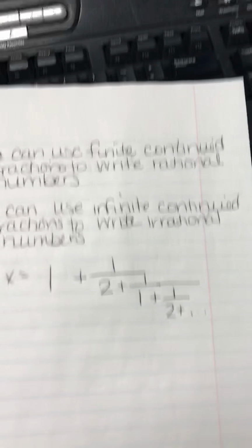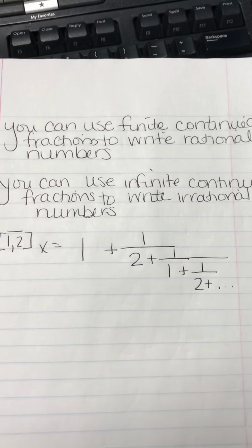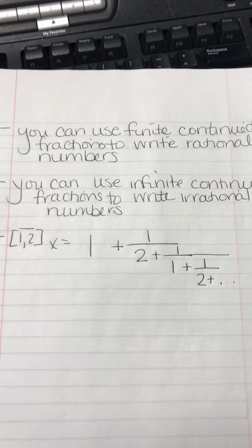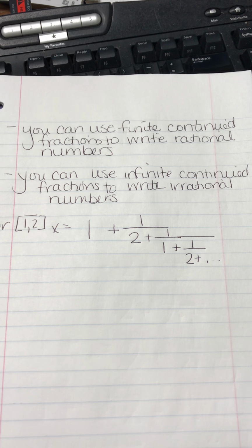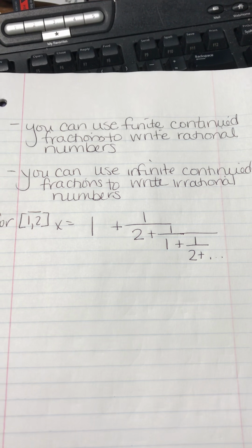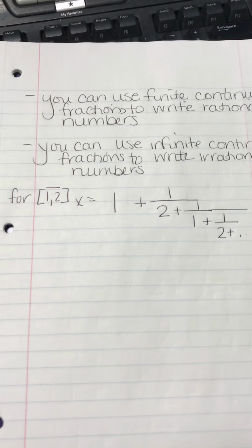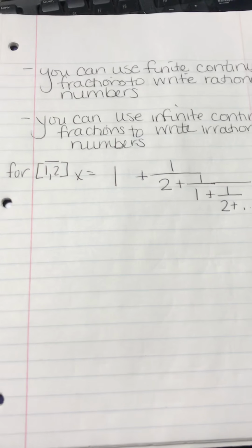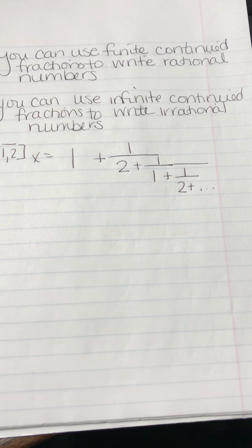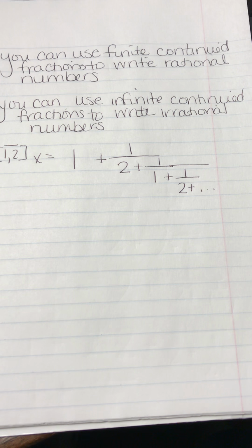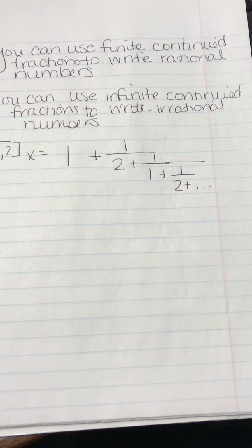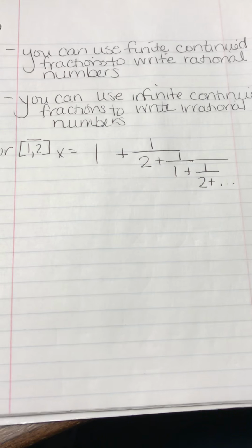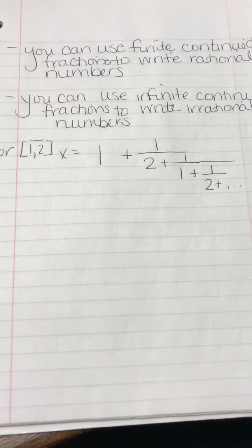So again, you can use finite continued fractions to write rational numbers, but you can also use infinite continued fractions to write irrational numbers. So here's an example for 1 over 2 repeating. So you can say x equals 1 plus 1 divided by 2 plus 1 over 1 plus 1 dot dot dot. And you would simplify this by solving for a quadratic equation.